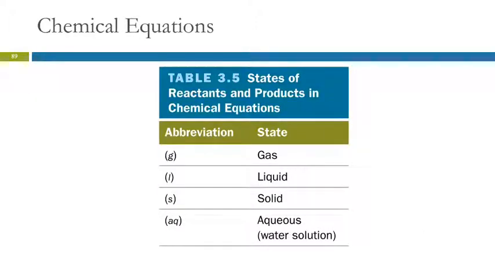This is a big slide with very little information on it. These are called state symbols, and they're not meant to be tricky at all. G means it's a gas, L means it's a liquid, S means it's a solid, right? And we just talked about aqueous last week. Aqueous, AQ means it's dissolved in water, okay?